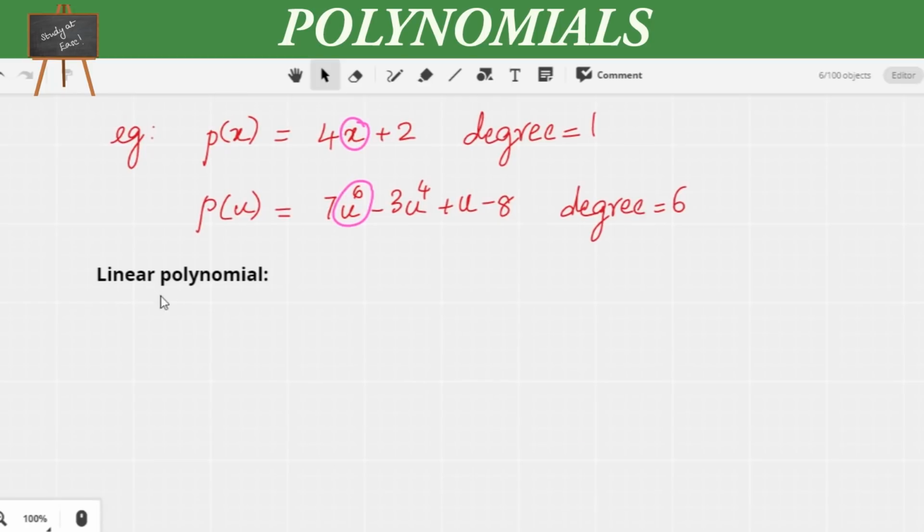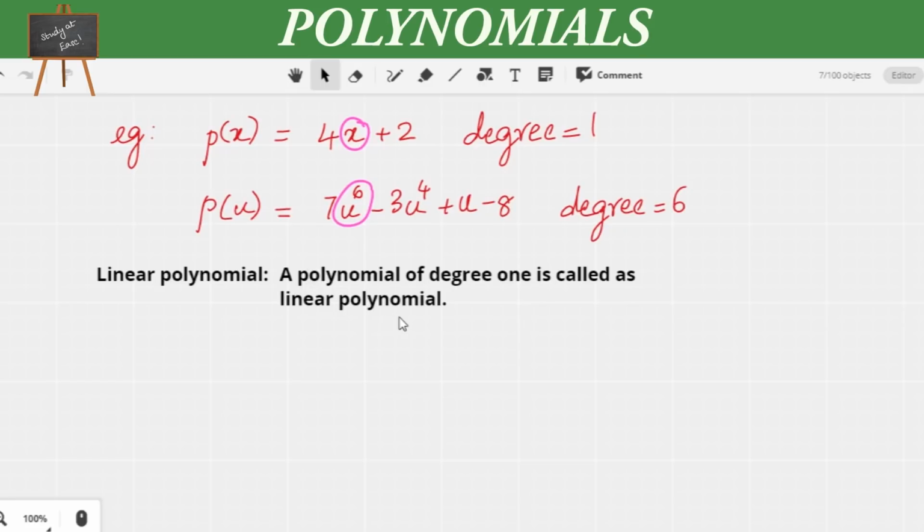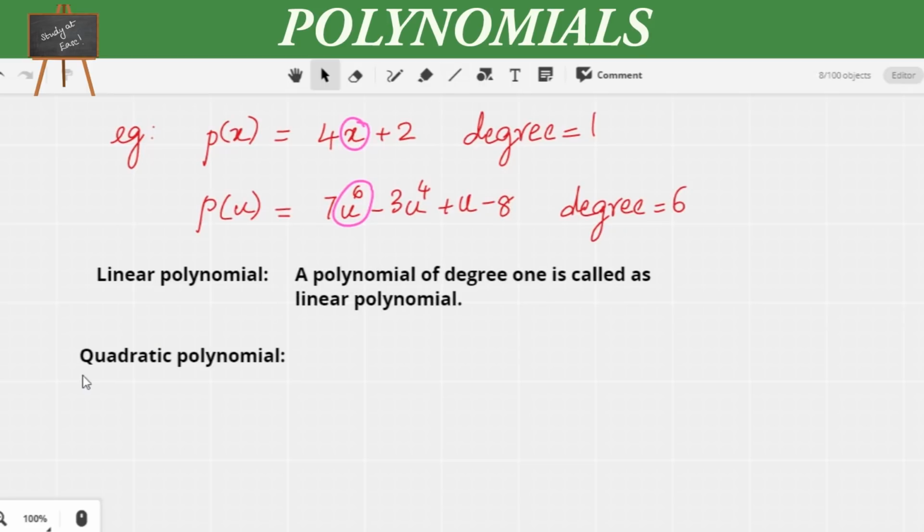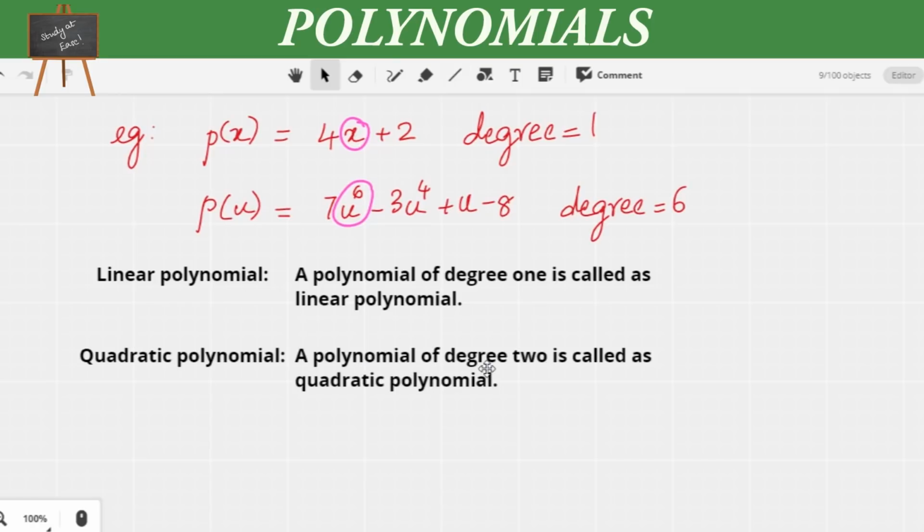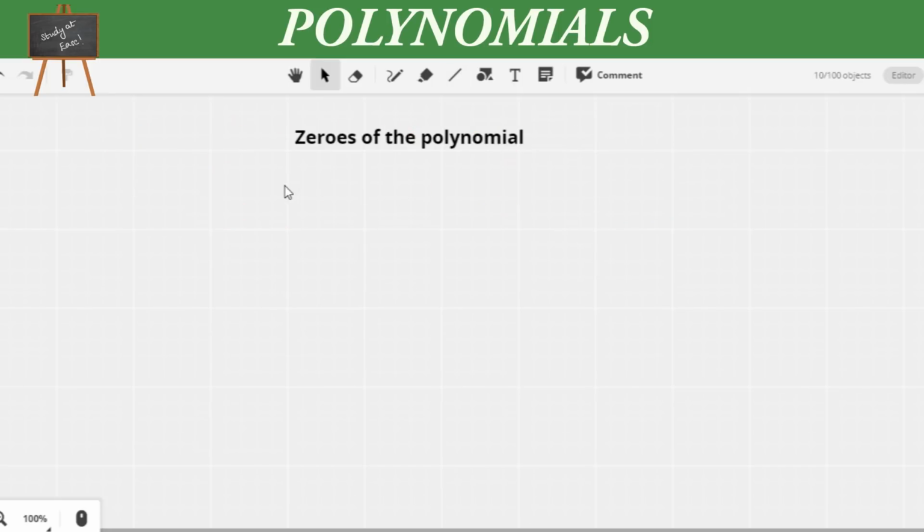What is a linear polynomial? A polynomial of degree 1 is called as a linear polynomial. Quadratic polynomial. A polynomial of degree 2 is called as a quadratic polynomial. Zeros of the polynomial. The zero of a polynomial is defined as any real value of x for which the value of the polynomial becomes 0.